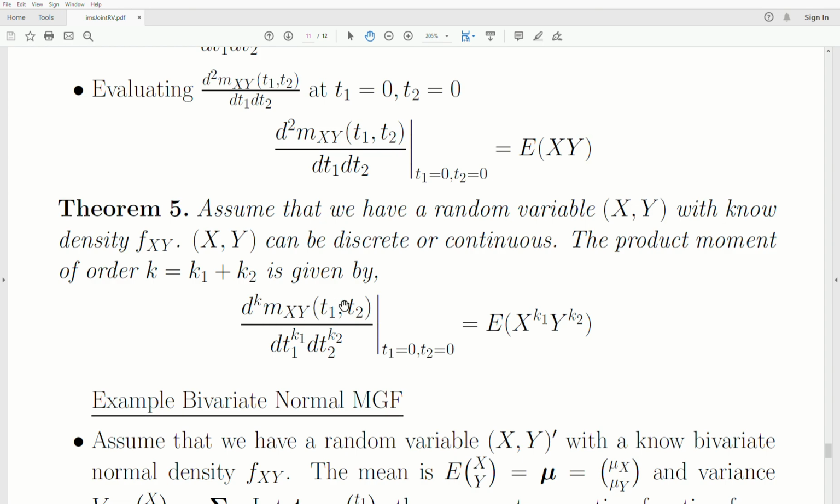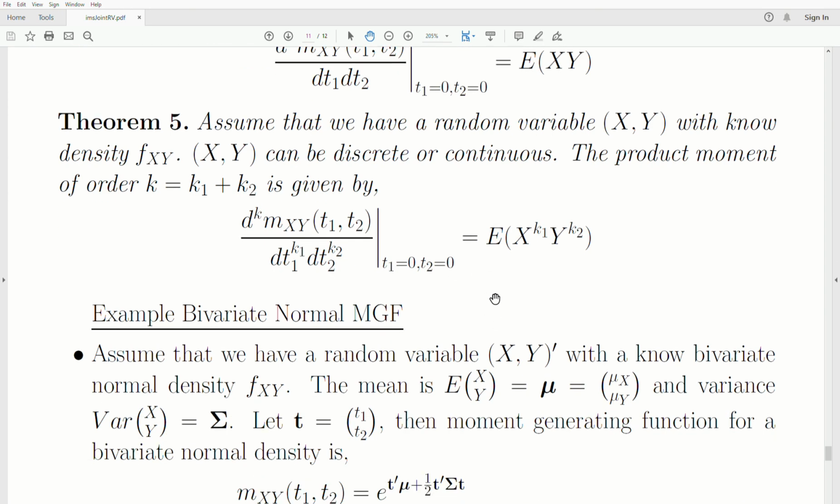So we take the kth derivative of our moment generating function, with respect to t1, k1 times, and with respect to t2, k2 times. We evaluate it at 0, and that is the product moment of order k, the expected value of X to the k1 and Y to the k2. And that's how we do it.